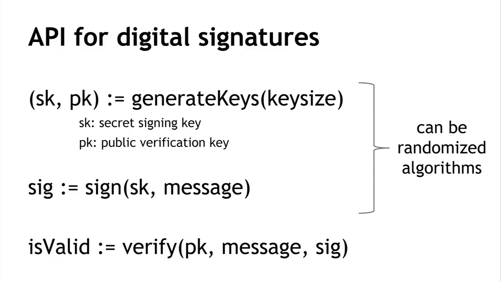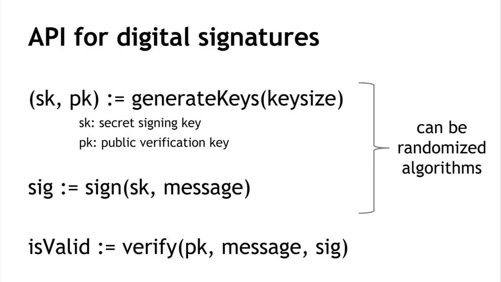SK is a secret signing key. This is information you keep secret that you use for making your signature. And PK is a public verification key that you're going to give to everybody and that anybody can use to verify your signature when they see it. The second operation is the sign operation. You take your secret signing key and some message that you want to put your signature on, and it returns SIG, which is a signature. It's just some string of bits that represents your signature.